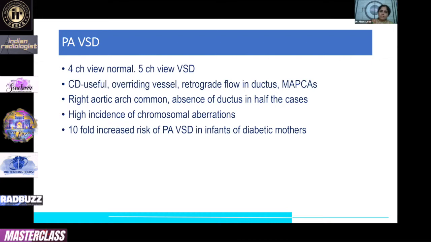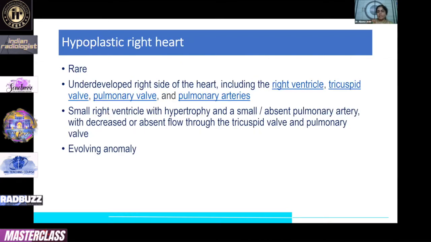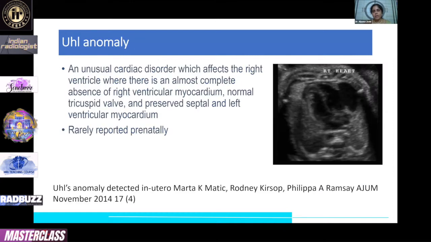Then the hypoplastic right heart is again rare as compared to hypoplastic left heart, but it is an underdeveloped right side of the heart, including the right ventricle, the tricuspid valve, the pulmonary valve, and the pulmonary arteries. There is a small right ventricle with hypertrophied wall, small or absent pulmonary artery with decreased or absent flow through the tricuspid valve. Most of the times you hardly see any inflow and outflow. And of course, it can be an evolving anomaly with other structures.